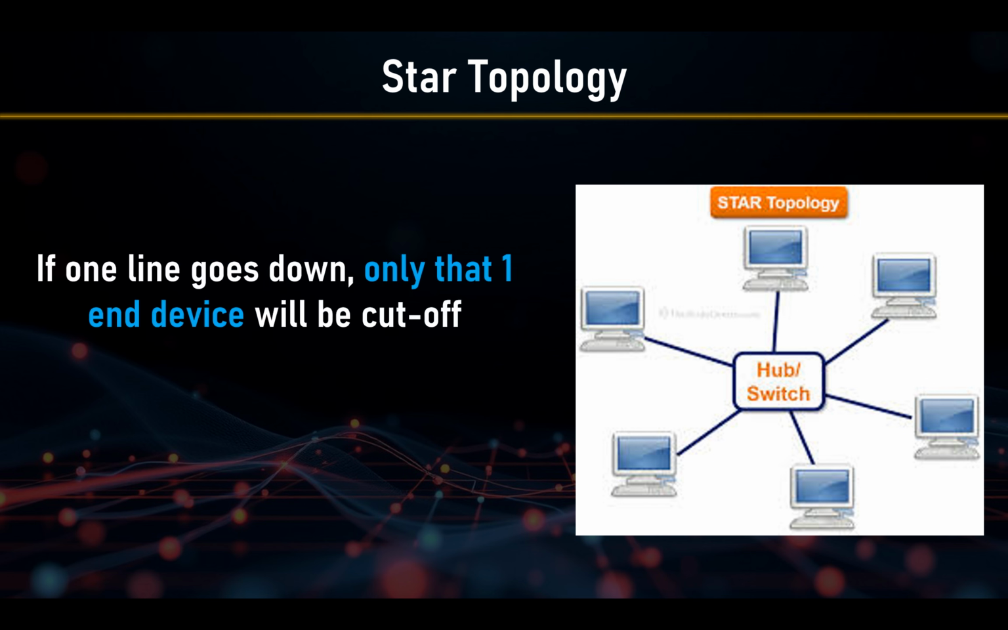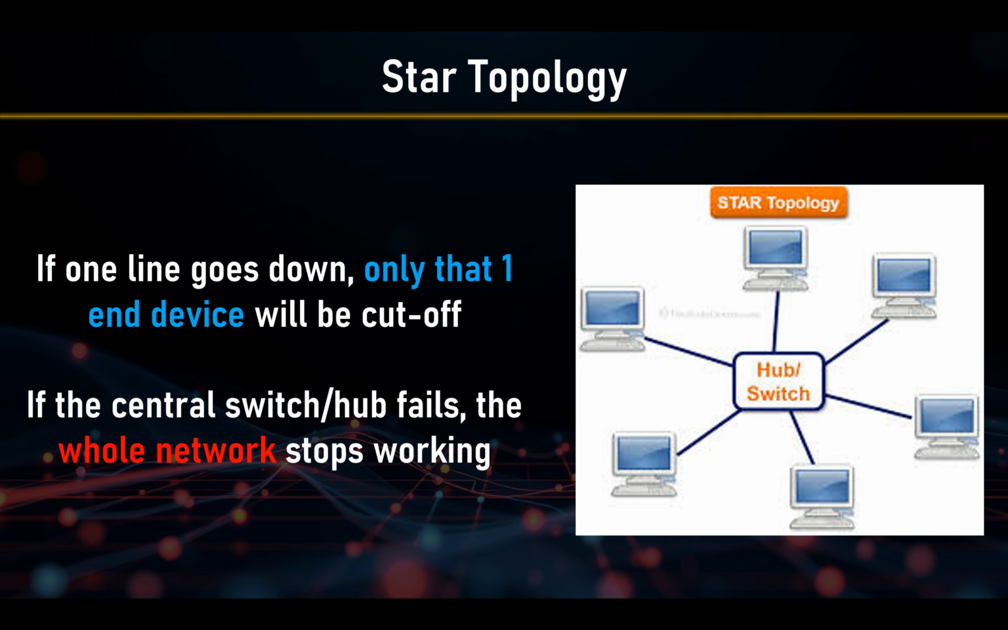So what we can say is that it's semi-resilient. If one line goes down, then only that end device will be cut off. However, if the central switch or central hub fails, then the whole network stops working. Hopefully that makes sense. If this line goes down, only this device is going to be cut off, whereas if this central hub or switch goes down, then no one can communicate.